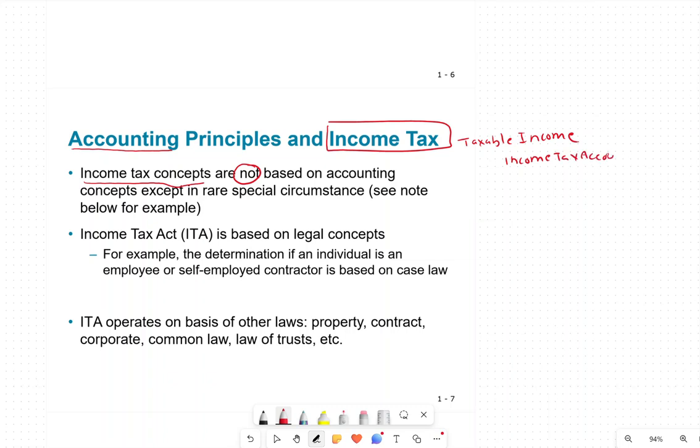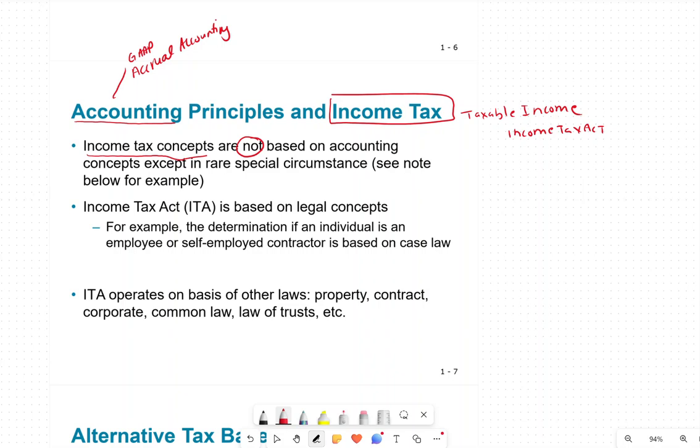But if you think of the Income Tax Act, accounting income is produced as a GAAP principle. When you think of a GAAP principle, we call it accrual accounting. So accounting income is created using accrual accounting. Income tax is normally on a cash basis.